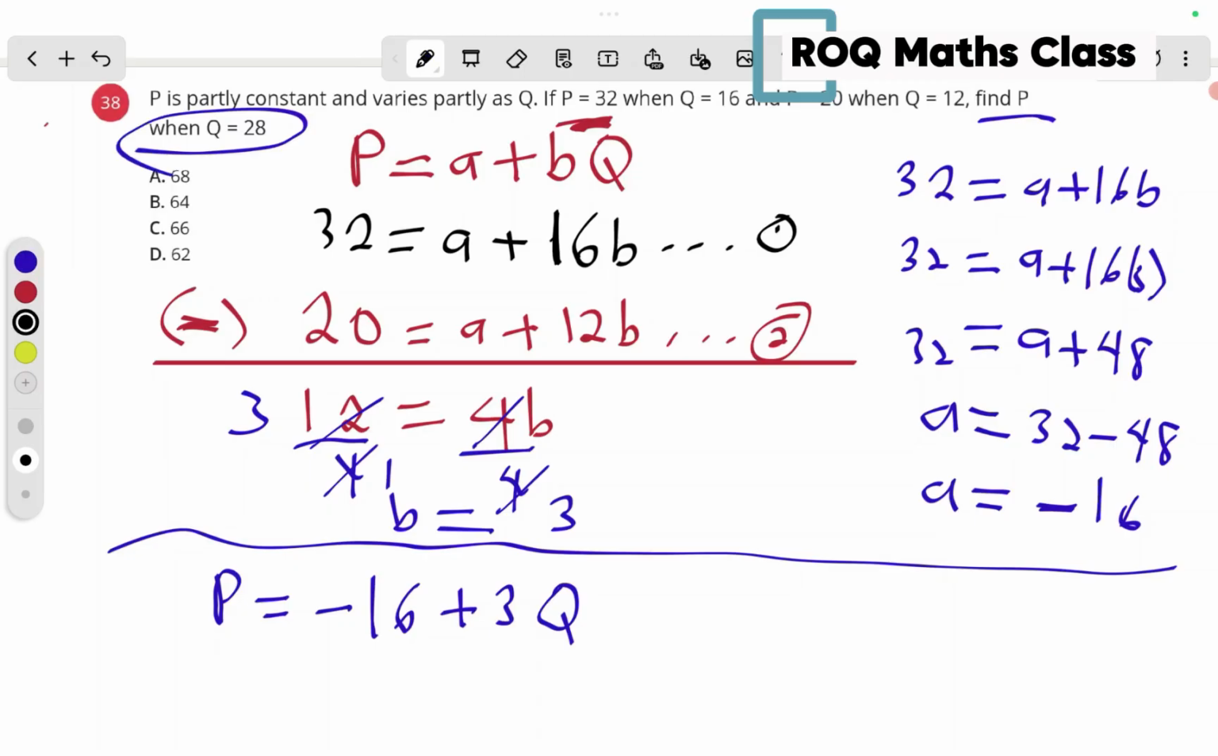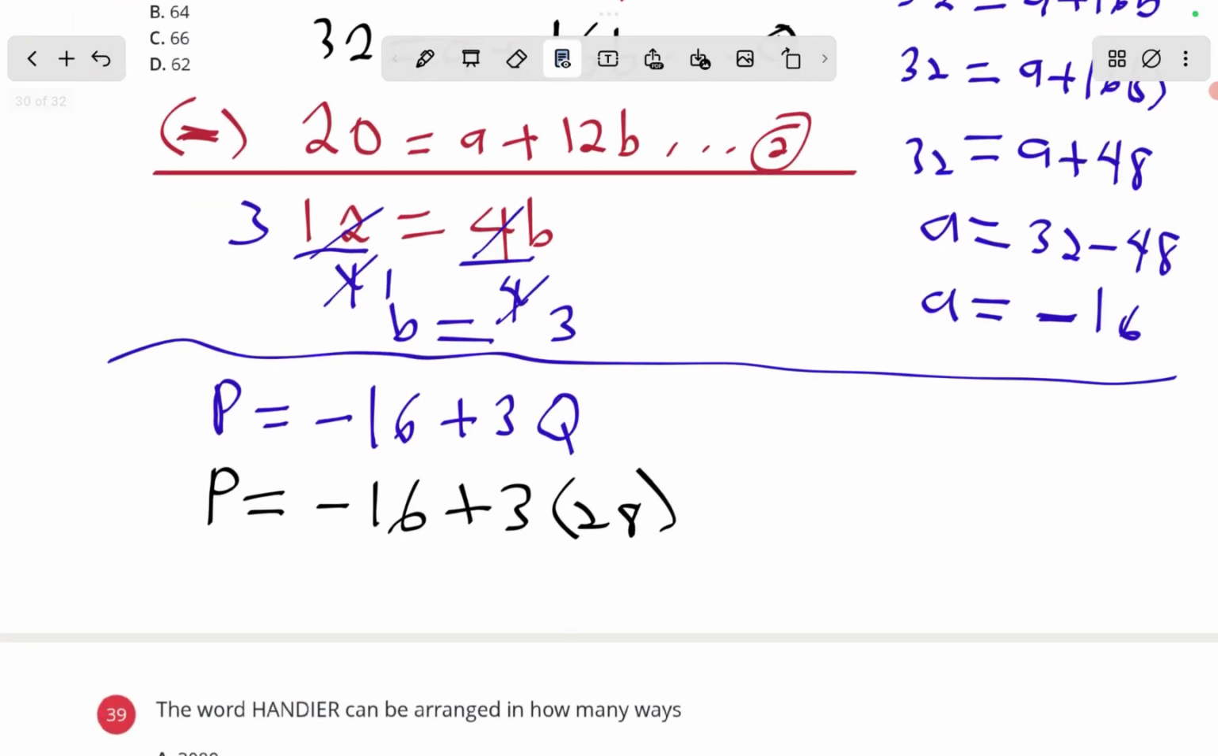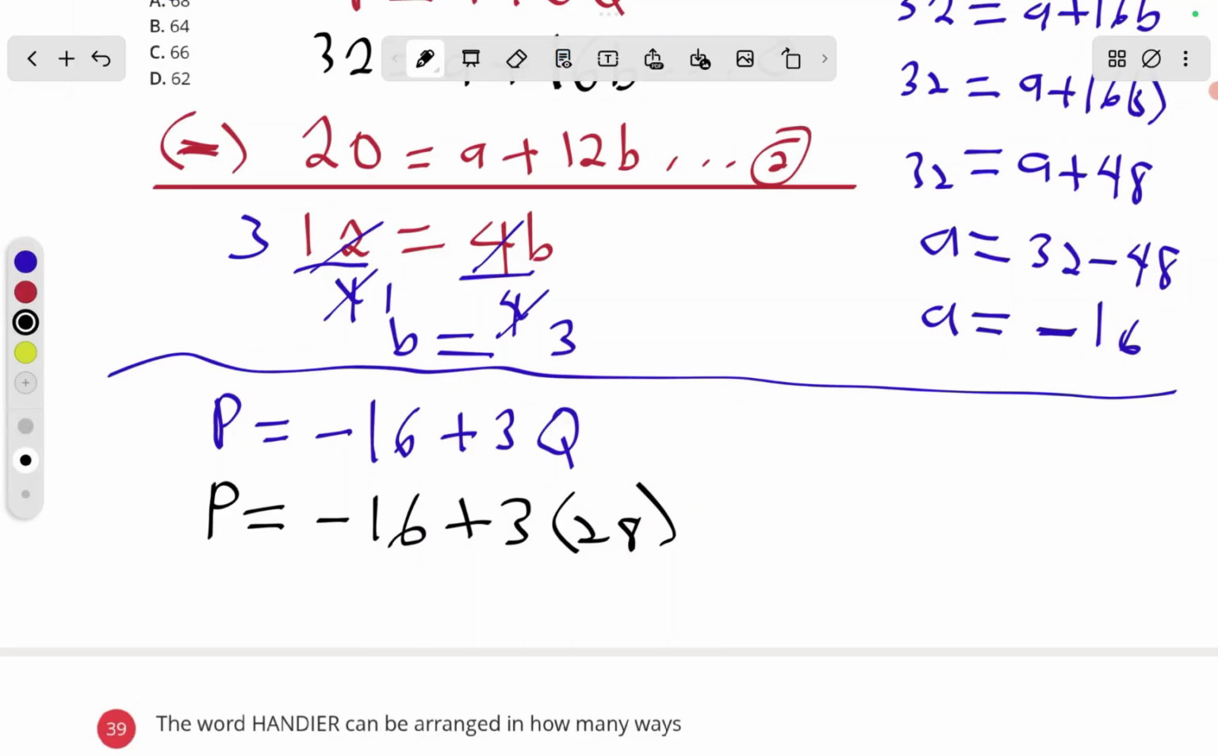So our P equals minus 16 plus 3 times 28, and this will give us P is equal to minus 16 plus 3 times 8, that is 24. 3 times 2, that is 6. We have 86.